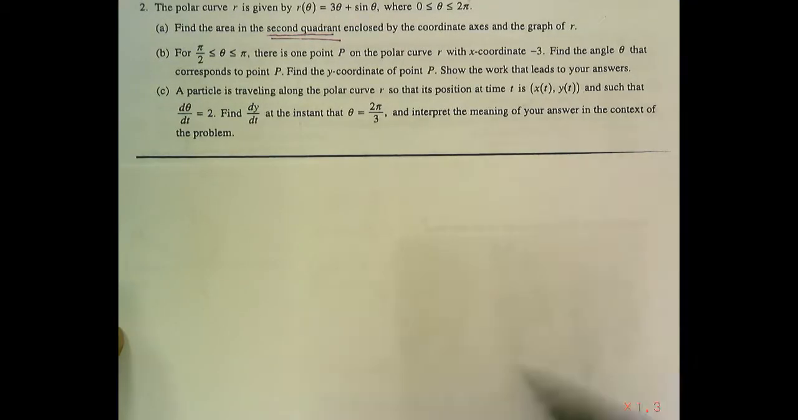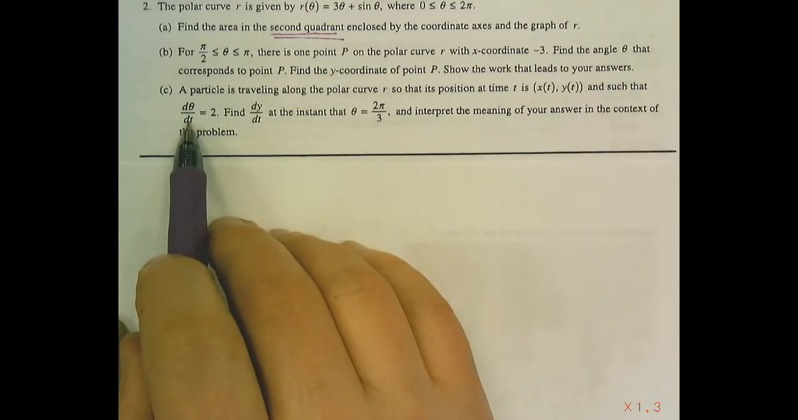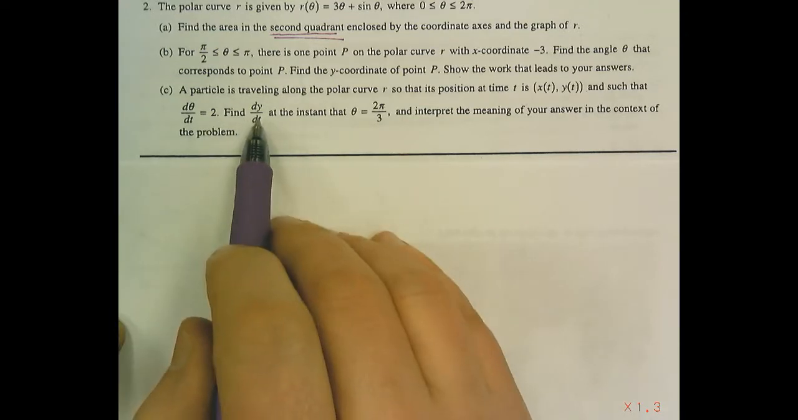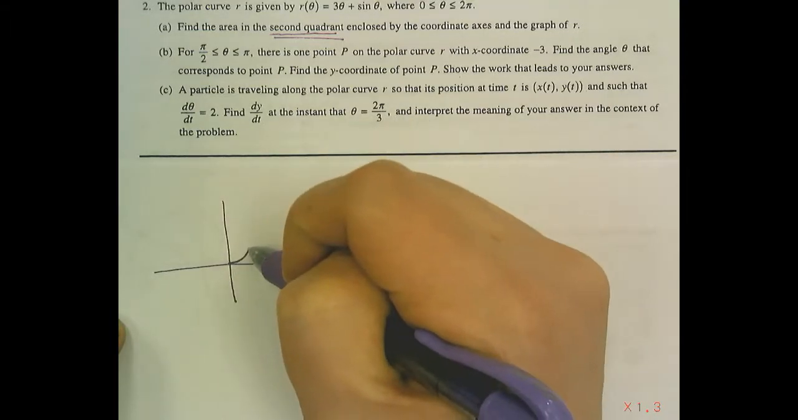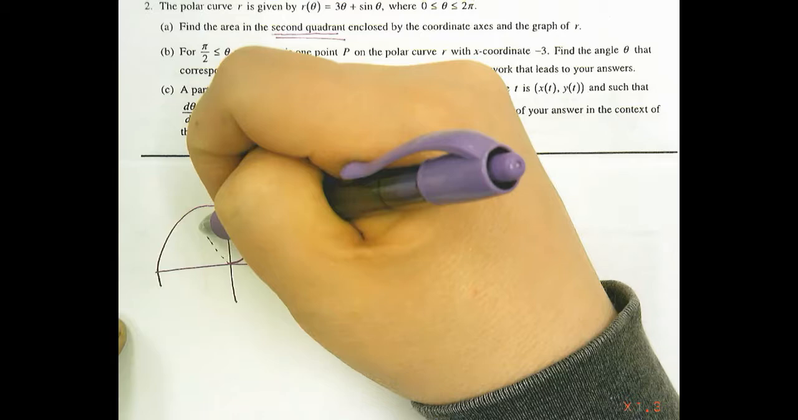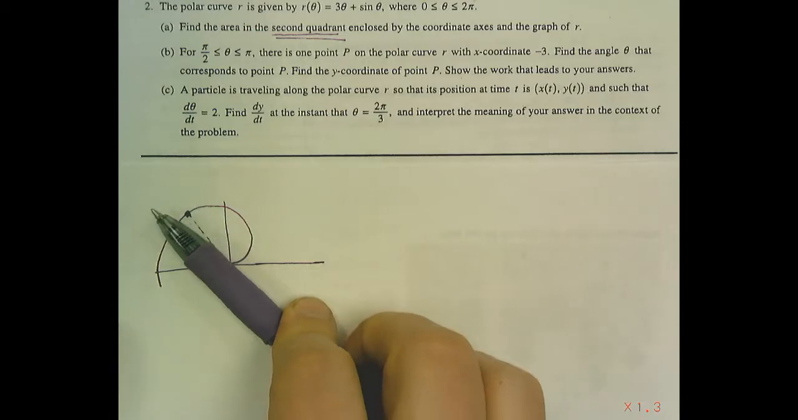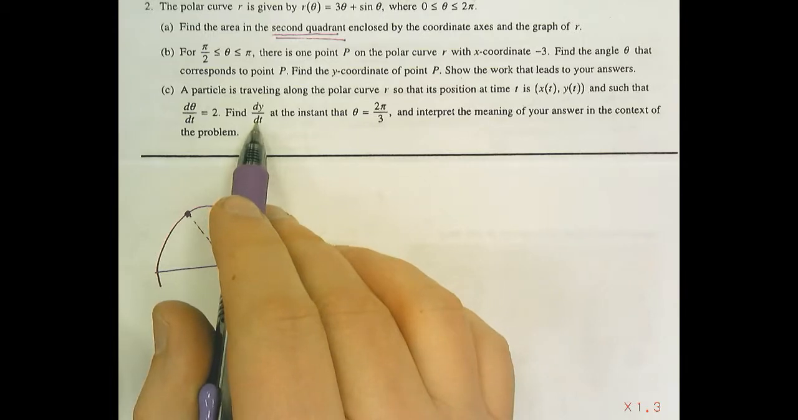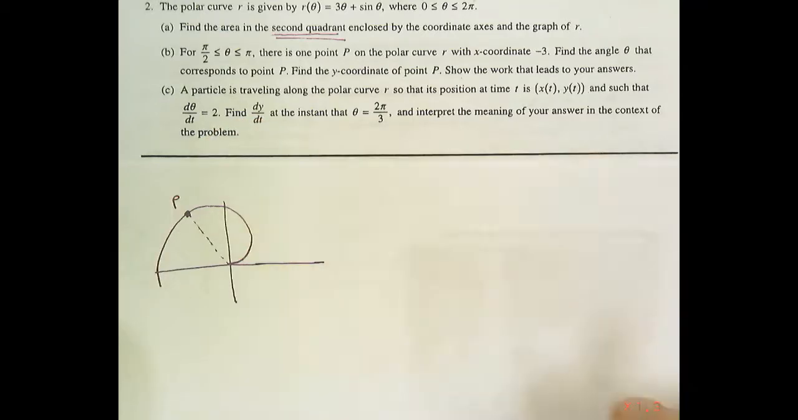A particle is traveling along the polar curve so that its position at time t is given as x(t), y(t), and the rate of change of the angle with respect to time is 2. They want us to find dy/dt when the angle is 2 pi thirds. So again, the meaning of this question is we have this polar curve, and over here, when we get to angle 2 pi thirds, the angle is increasing by 2 radians per unit time. And they are asking us to find dy/dt, so kind of like how rapidly is the y coordinate of this point changing.